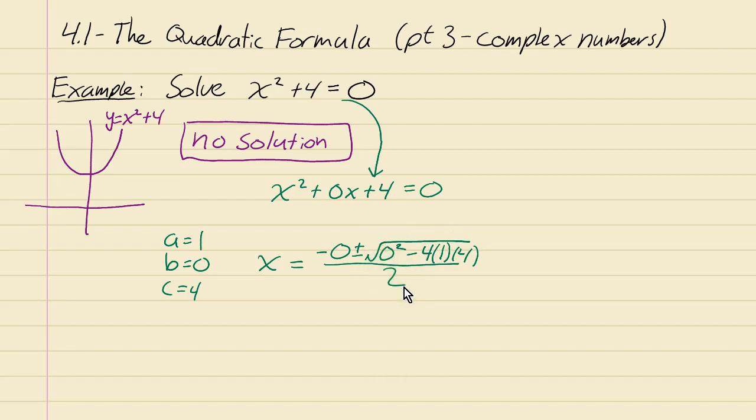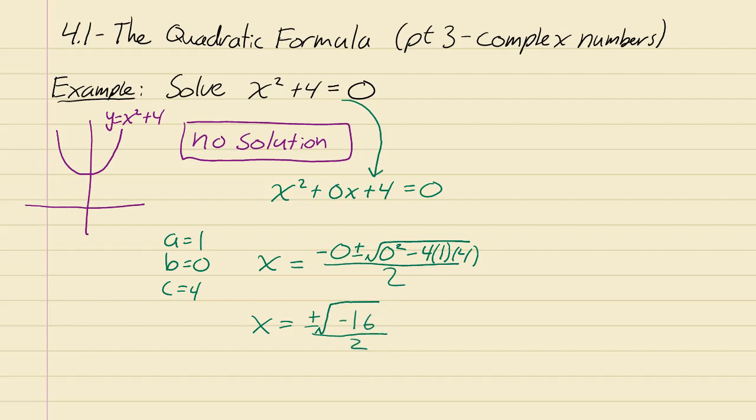And then let's see what happens. The 0 squared is just 0. So we have plus or minus the square root of negative 4 times 4. That's going to be negative 16, over 2. And what is the square root of negative 16? It doesn't really exist. It's not a real number. So what we're going to have to do is invent a new kind of number called imaginary numbers that we can use to describe this.